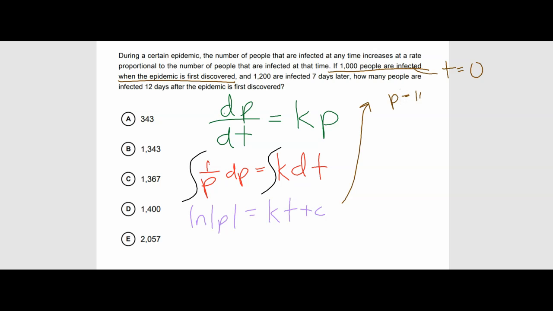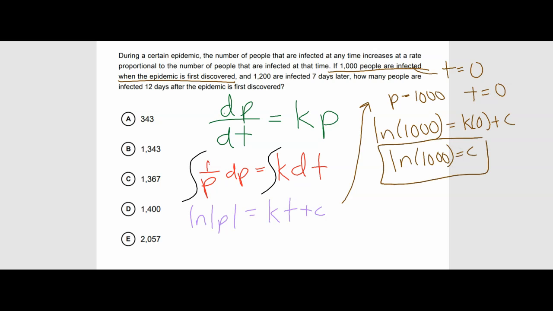I have P is equal to 1,000. T is equal to 0. So I get the natural log of 1,000. I don't need the absolute value signs anymore because 1,000 is already positive. That is equal to K times 0 plus C. So my C value is actually the natural log of 1,000.